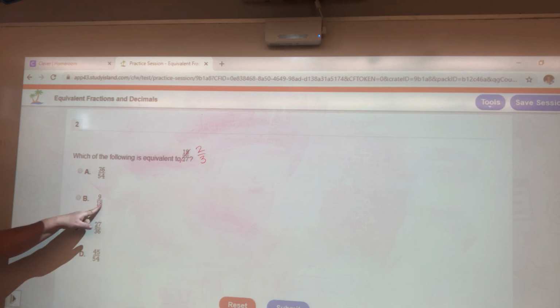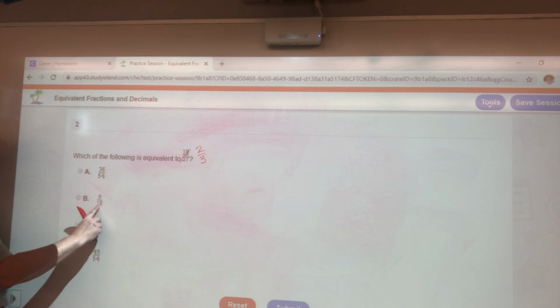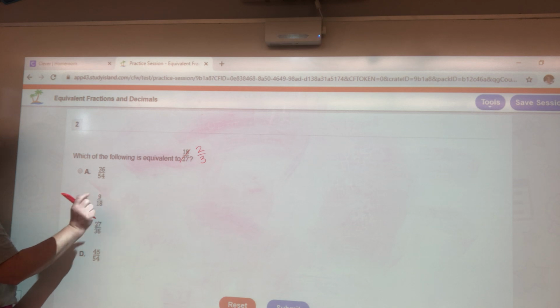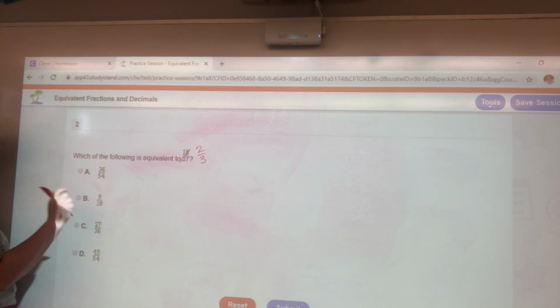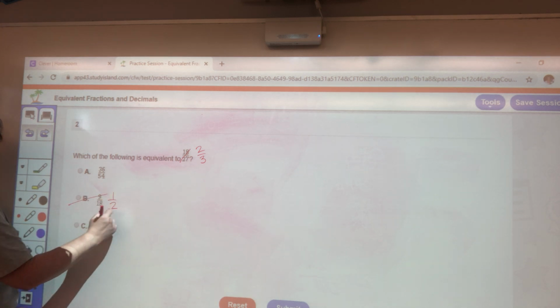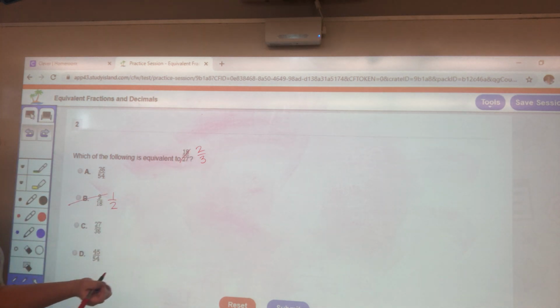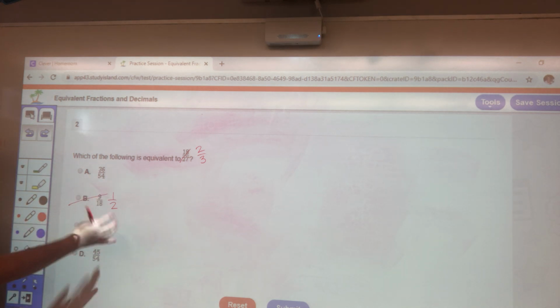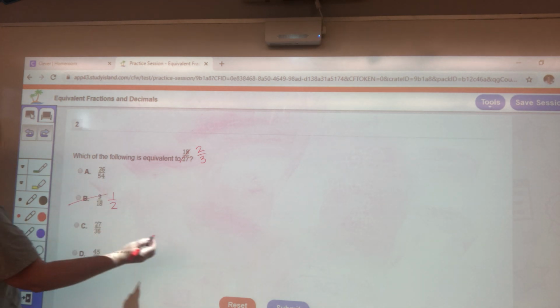Well, I know right off the bat I'm looking at B. I like the looks of B because I know 9 plus 9 is 18. Or 9 times 2 is 18. So that means this is worth half. So that's not the answer, because half is not the same as 2/3. So let's just dive into here. 36 over 54.